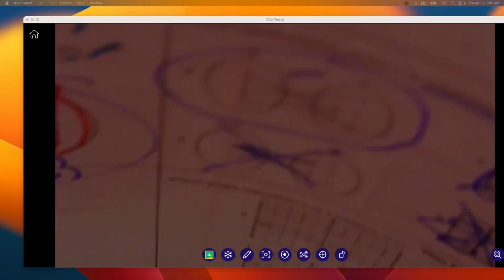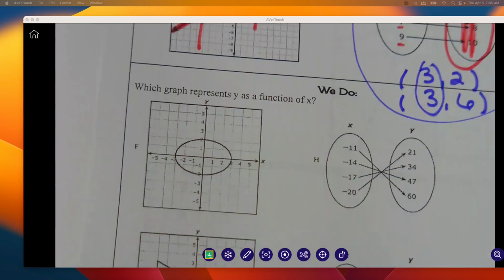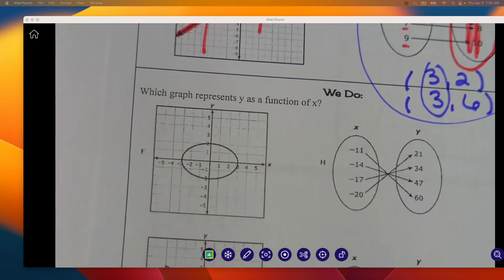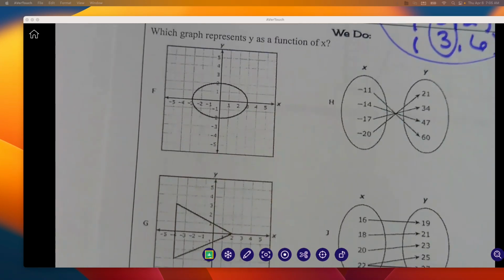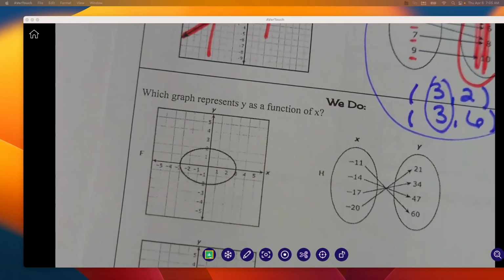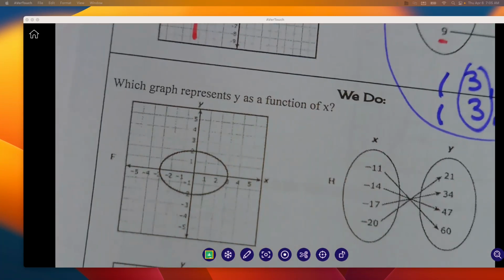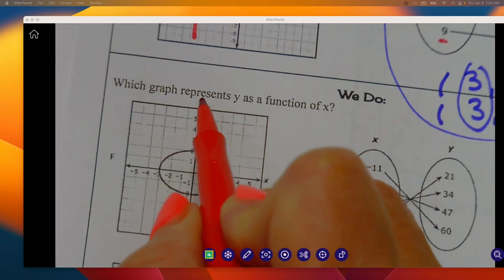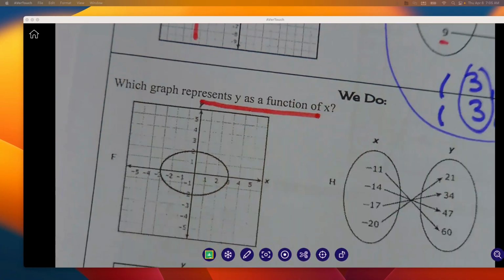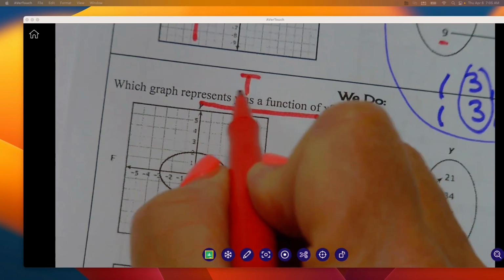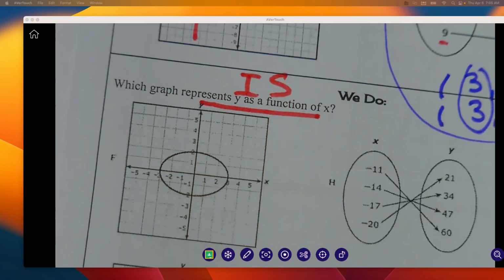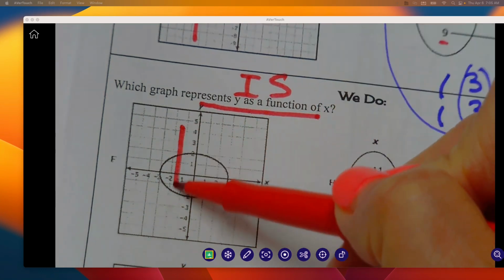Okay, let's look at the next one. Let's look at the we do. Okay, again, we have graphs, but now they give us a figure, not just a line. So you're going to do the vertical line test. It wants to know which one represents y as a function. So which one is a function? Remember, to be a function, the x can't repeat. So when it's on a graph, you're going to do the vertical line test.